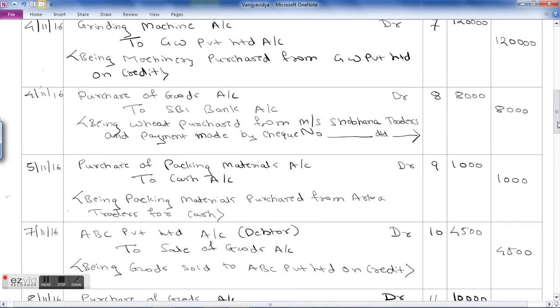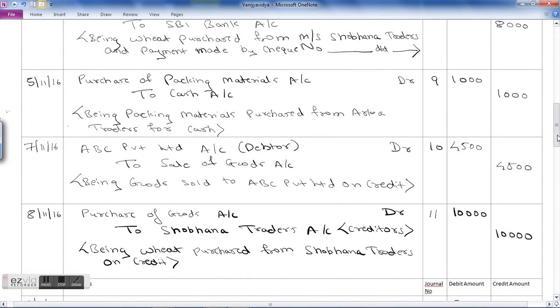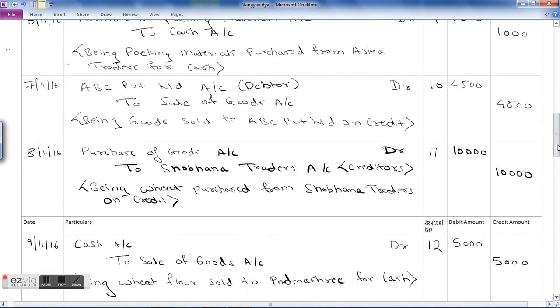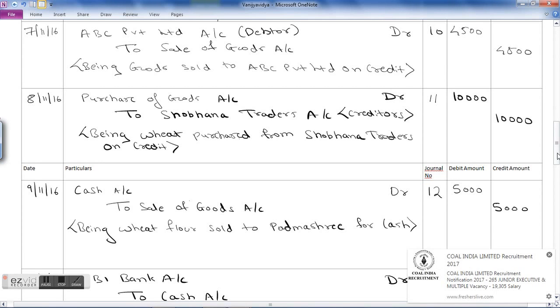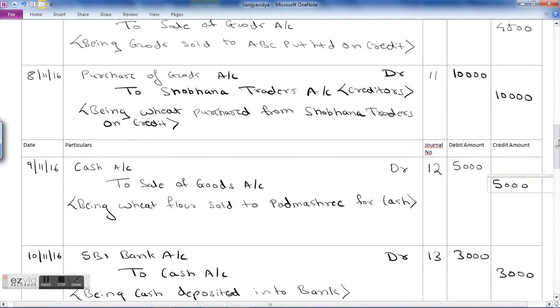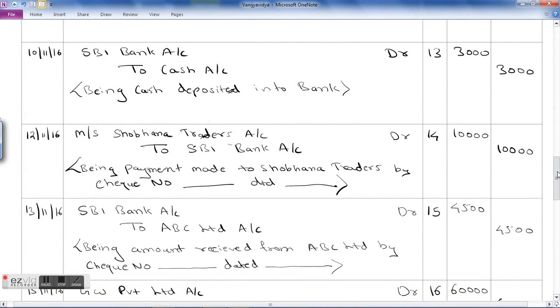Then entry number 9, purchase of packing materials account. Entry number 10, ABC private limited account and sale of goods account. Entry number 11, purchase of goods account, and then Shobna traders account we have to make. Then entry number 12, we already listed cash account and sale of goods account, so we need not list them again. Entry number 13 also has SBI bank account and cash account.